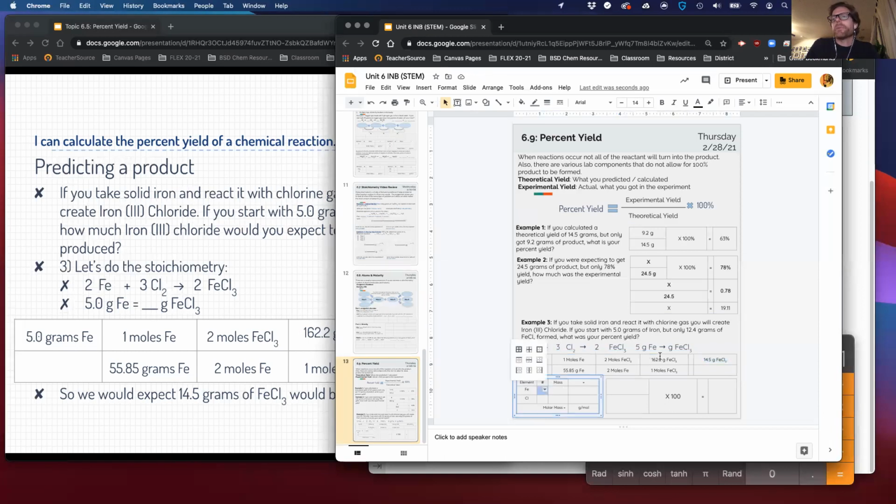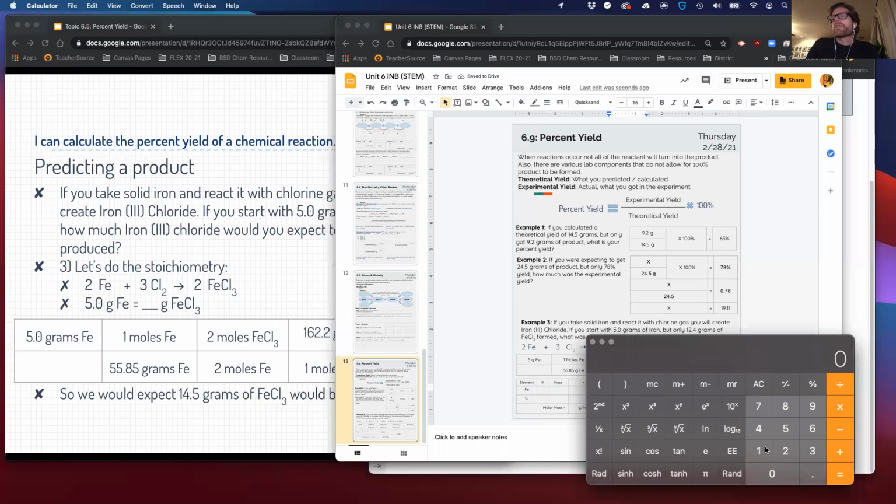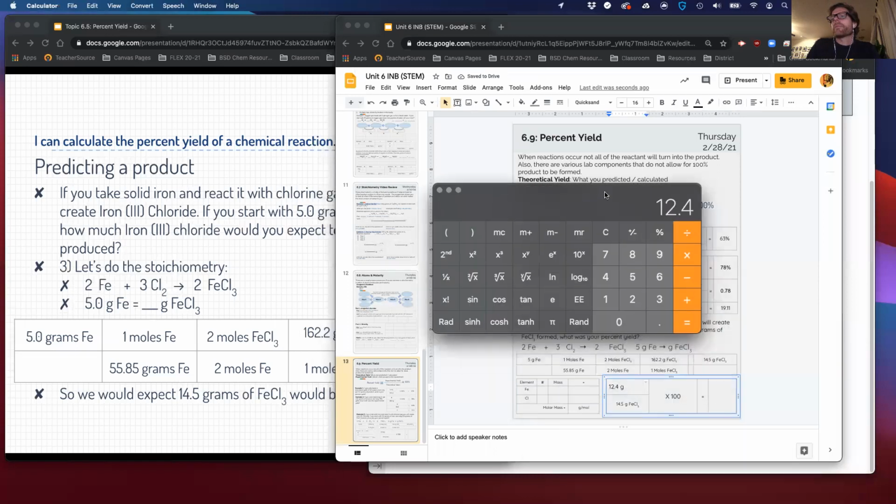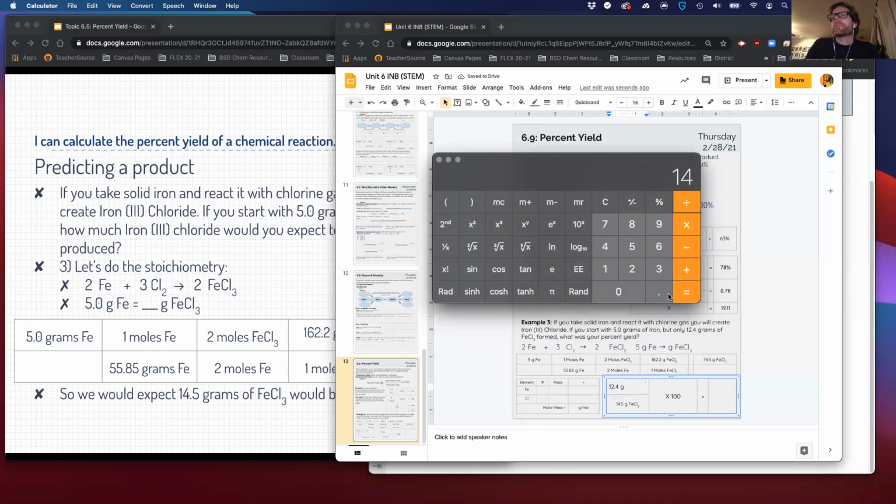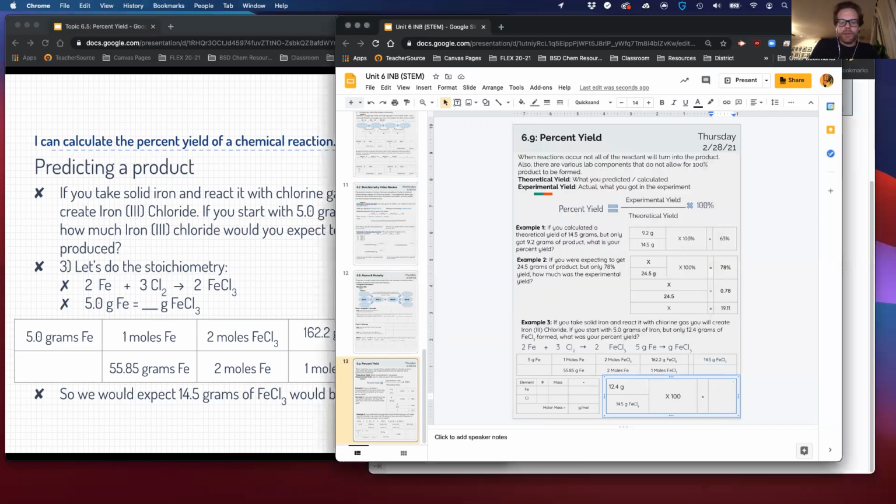This space right here is just to do my side hustle that I did over here, but we already did it. So this right here is my theoretical, but what I only got, the problem gives you, I only got 12.4. So if I only got 12.4 grams of this, I go 12.4 divided by 14.5. And then to turn that decimal into a percentage, I multiply by 100, I get 85.5%. And that is how you do it, my friends.